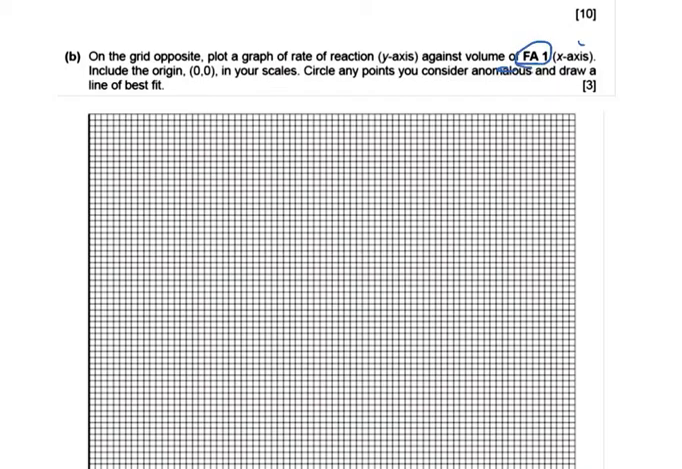Include the origin 0, 0 in your scales. Circle any points you consider anomalous and draw a line of best fit. So here is our graph, but it won't come on our screen, so let me make it a little smaller, including it in the given screen.